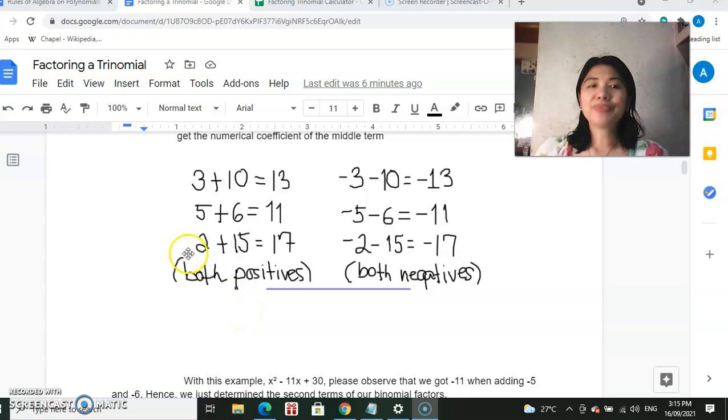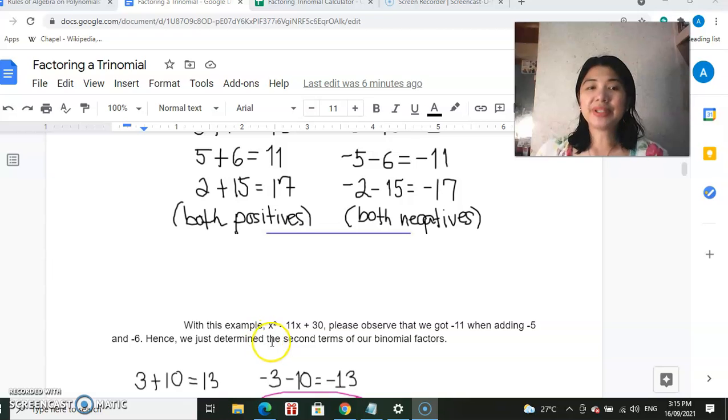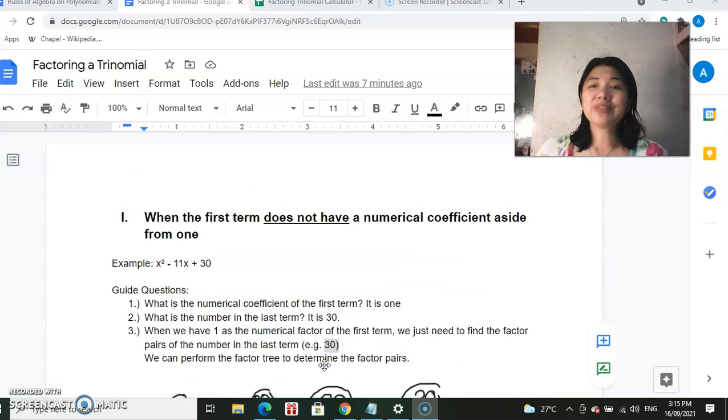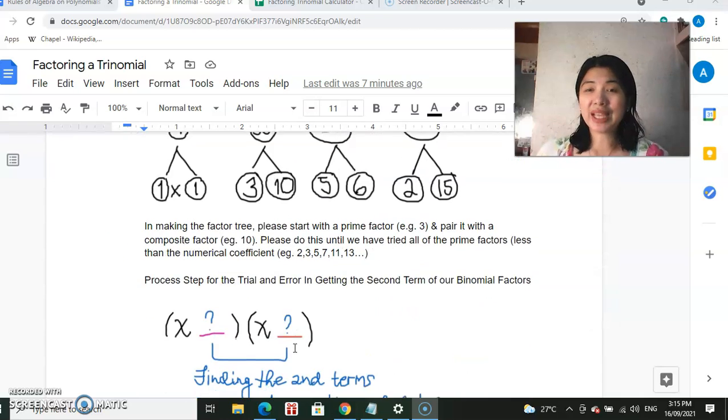And the last pair, 2 and 15. So both positive, so 2 plus 15 is 17. And both negative, negative 2 and negative 15 is negative 17. Okay. So with this example, x squared minus 11x plus 30, please observe that we got negative 11 when adding negative 5 and negative 6. Okay? So why is that significant? Because the numerical coefficient of our middle term is negative 11. So the target sum is negative 11.